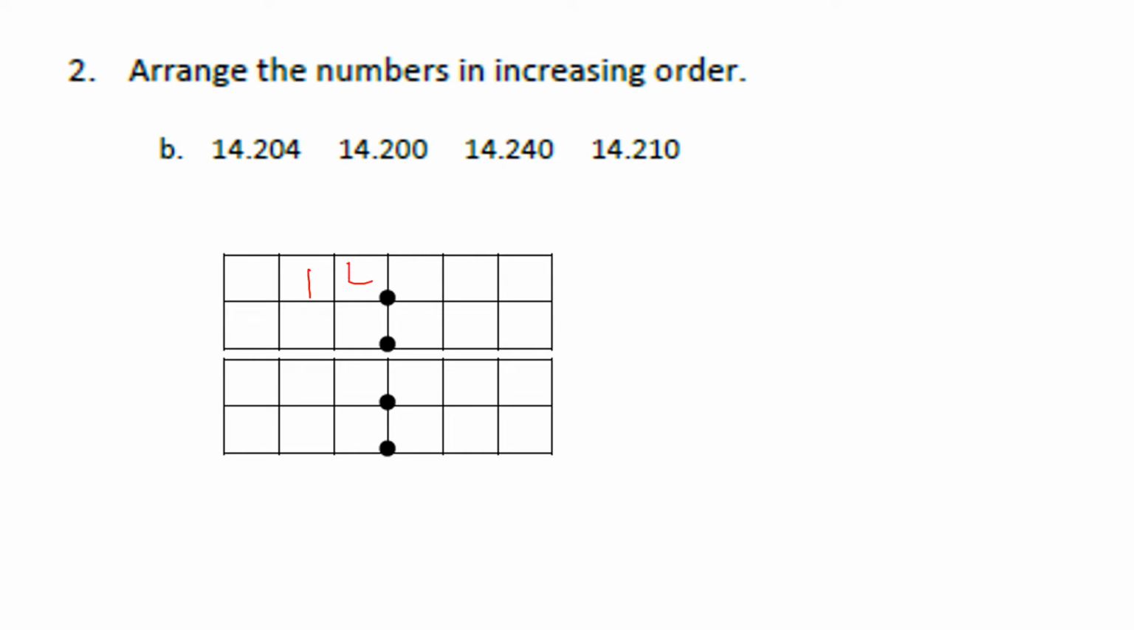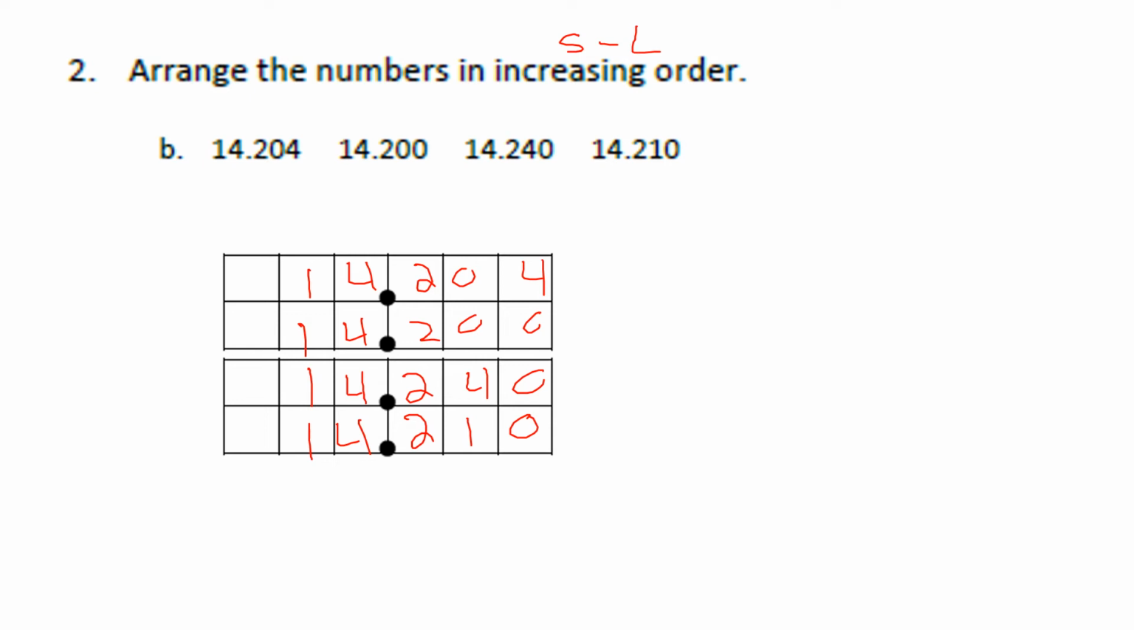This time we have 14 and 204 thousandths, 14 and 200 thousandths, 14 and 240 thousandths, 14 and 210 thousandths. Once again, it says in increasing order. So that's smaller to larger.